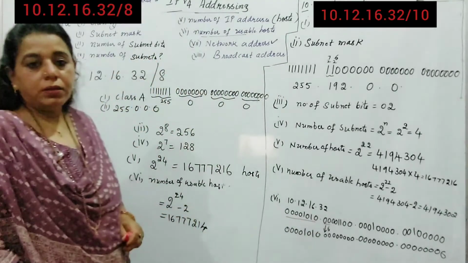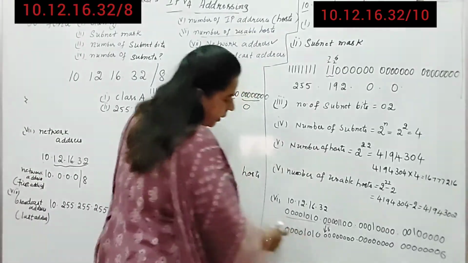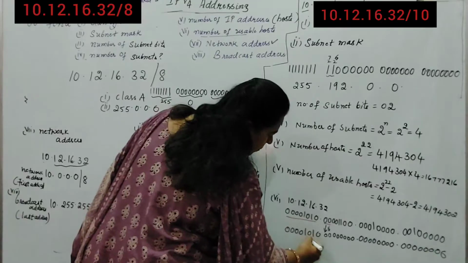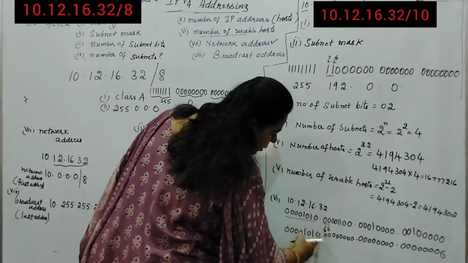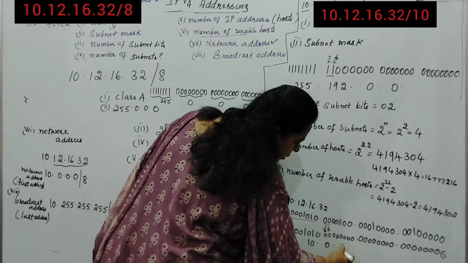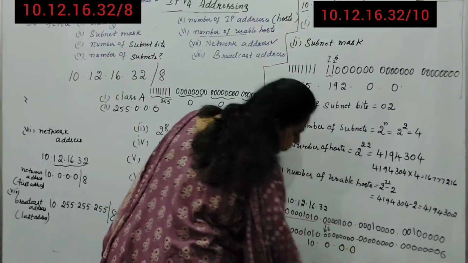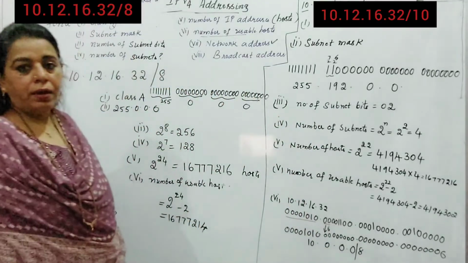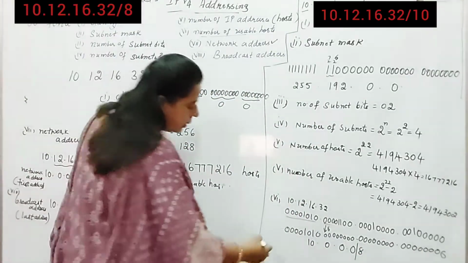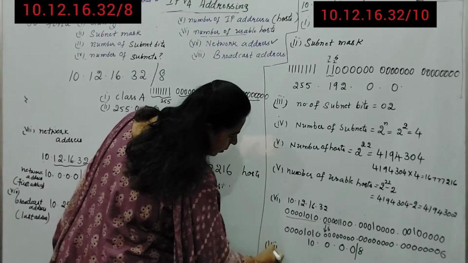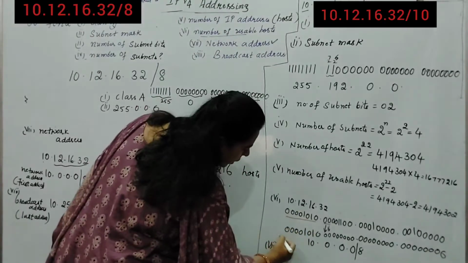Okay. So this way you have to write. Once you write this, you convert this into decimal equivalent. This is 10. Here it is 0. The next is 0. The next is also 0. So this is your first address, that is the network address. Then next you have to find out what? So this one is the network address.